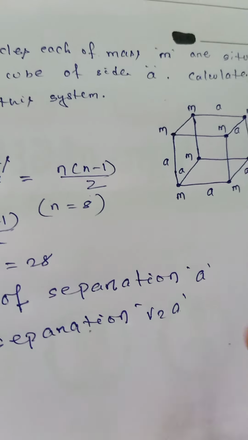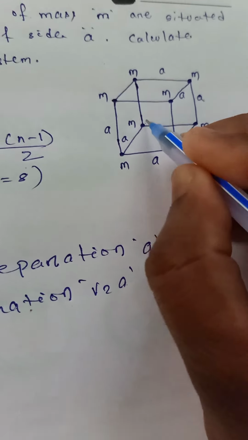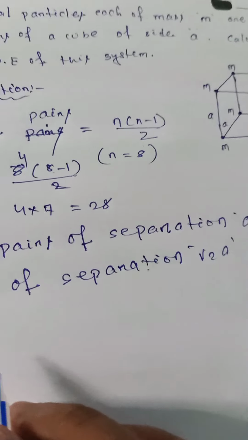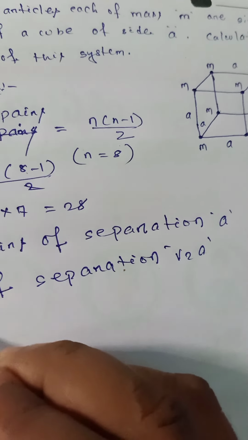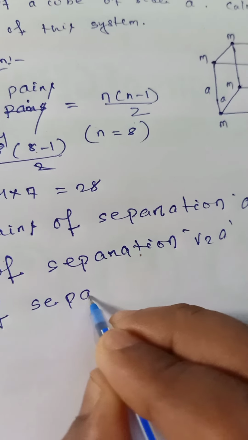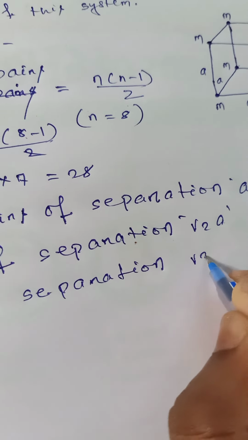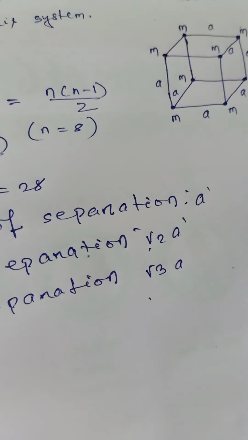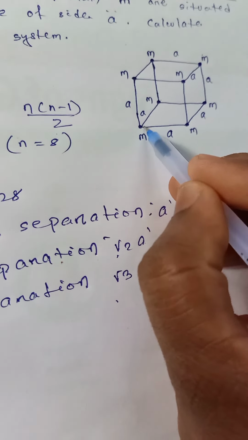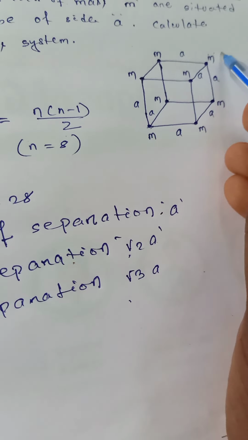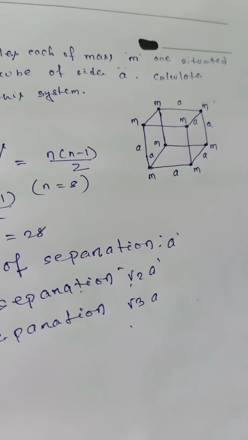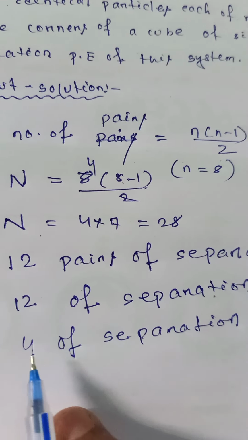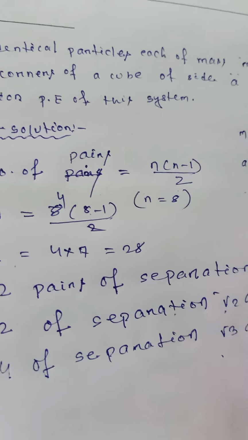root 2 a. That side is root 2 a, the face diagonal, from one corner to another in a two-dimensional figure. Plus 4 pairs of separation root 3 a. So this one is one-dimensional, this is two-dimensional, and this is three-dimensional, the x, y, z coordinates. From one corner of the cube to the opposite corner, there are 4 such pairs.